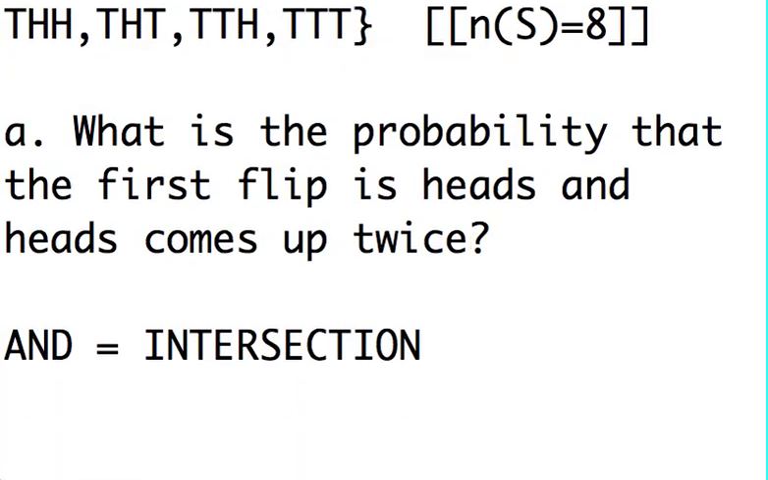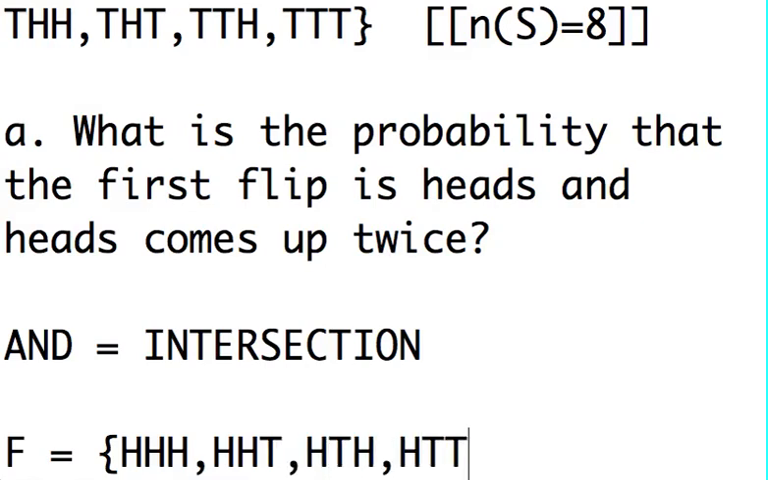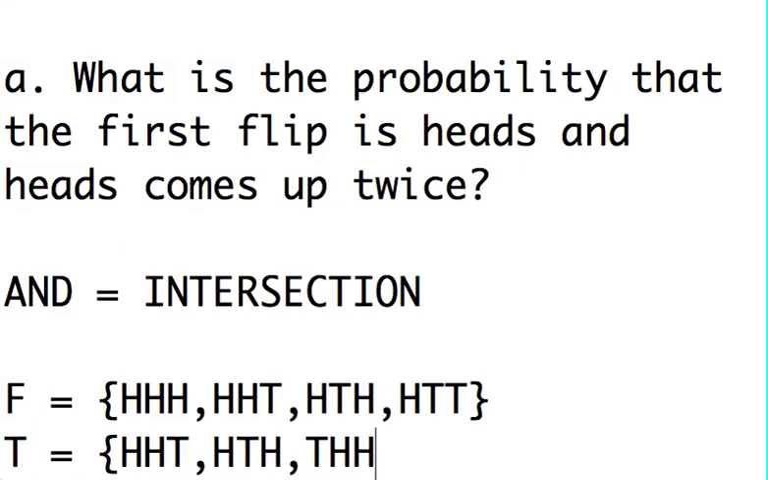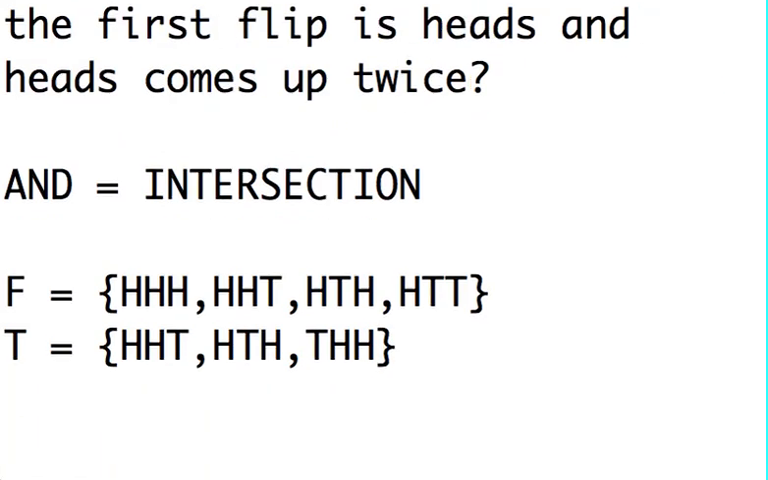Anyways, let's look at the ways that this can happen. Heads coming up first, let's call that F. This could be heads, heads, heads, heads, heads, tails, heads, tails, heads, or heads, tails, tails. That's the ways that it can come up first. How many ways can it come up twice? It could be heads, heads, tails, heads, tails, heads, or tails, heads, heads. Now, we're looking for the intersection of these because we're looking for both of these happening.